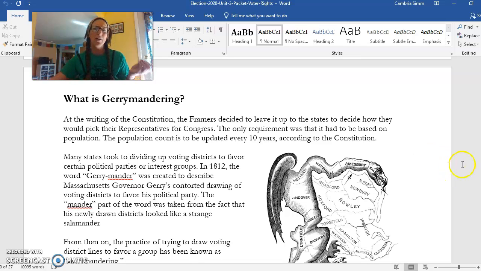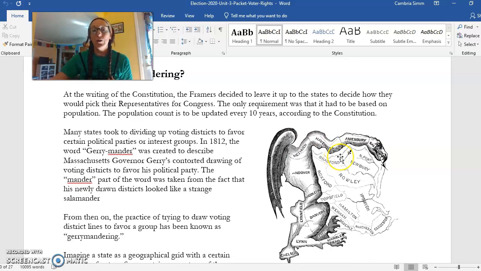So the only requirement that the federal government gave the states was that their representation had to be based on population. And the population count had to be updated every 10 years, which is what the U.S. Census is for that's going on now. So it updates every 10 years based on the population in each state. Many states took to dividing up voting districts to favor certain political parties or interest groups, right? Because they wanted to gain power. They wanted to maintain their hold on power.